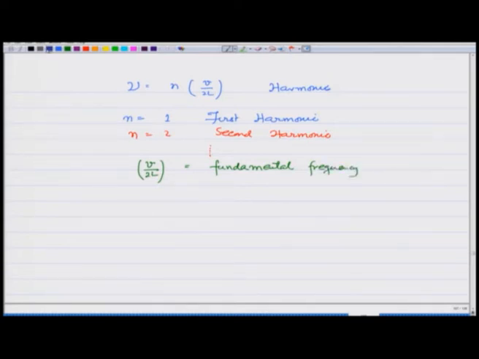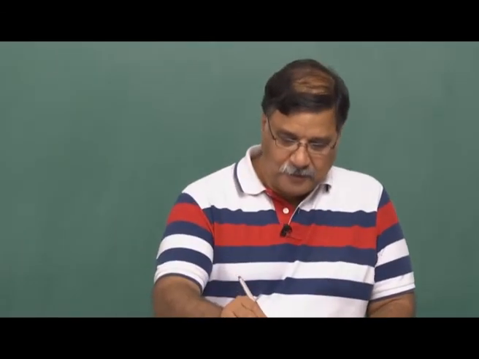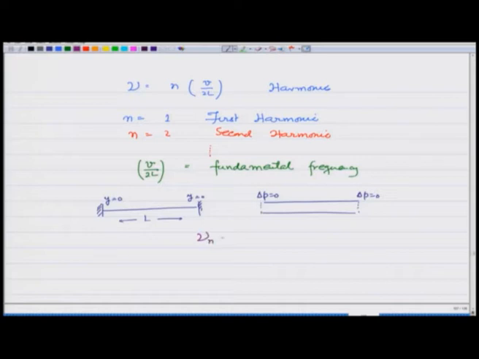So, whether I have a string of length L, where the displacement is 0 at the ends, or I have a pipe where the pressure change is 0 at the ends, the boundary conditions, what happens at the boundary of this medium, whether it is a string or a pipe, is the same. Either the displacement is 0 or pressure change is 0. The nth frequency, or nth harmonic frequency, comes out to be n times V over 2L for the length L of the pipe or the string.